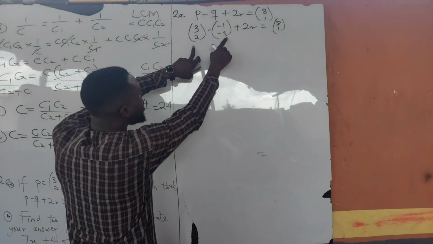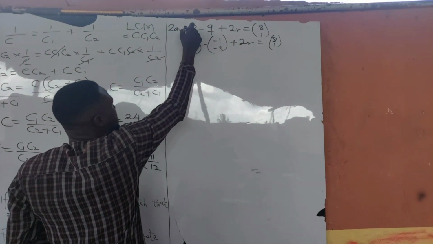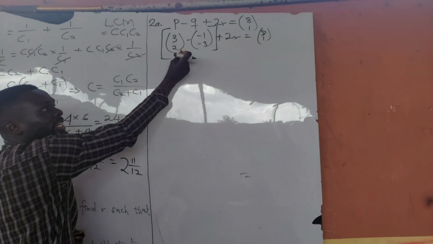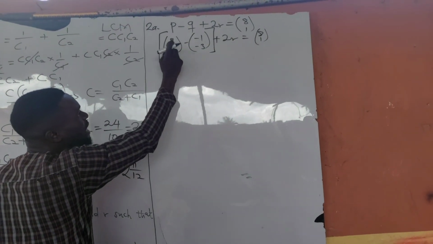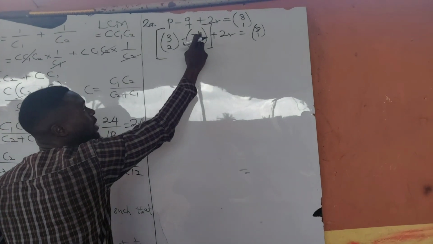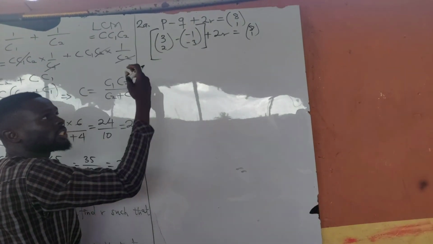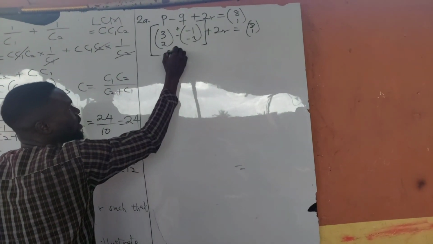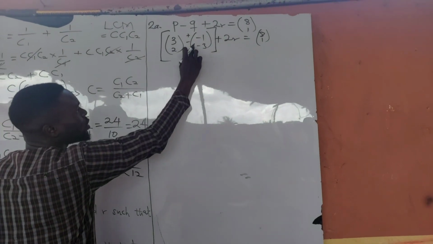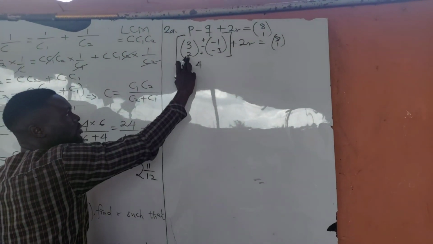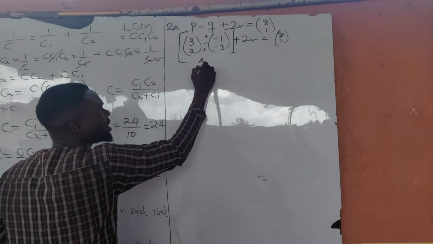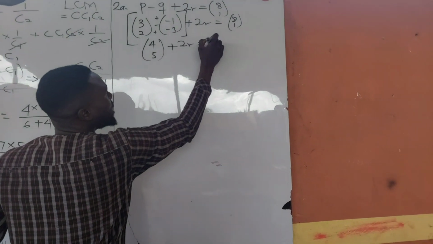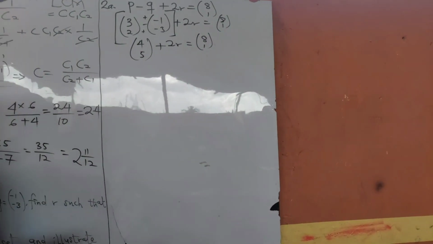So here, I'm going to solve for r. Now, we can solve for these two vectors by just putting them in a big bracket like this, so that we can simplify these two. Now, I'm having 3 minus negative 1. When negative meets negative, it changes to positive. So this is going to be 3 plus 1, which is 4. This one also is going to change to positive, and that's going to give you 2 plus 3, which is 5. So now we are having plus 2r is equal to 8, 1.